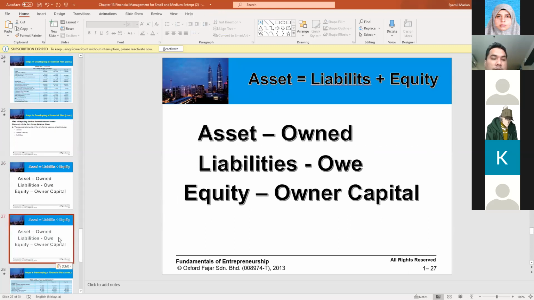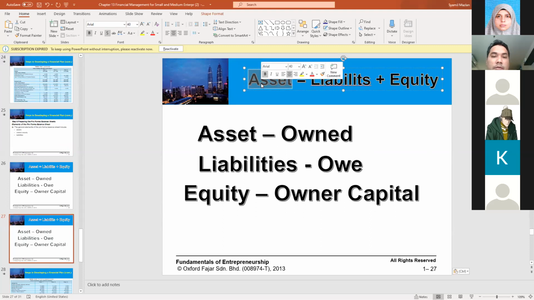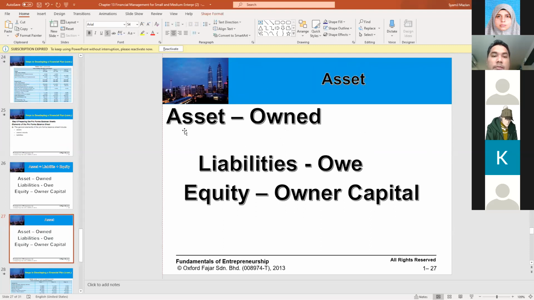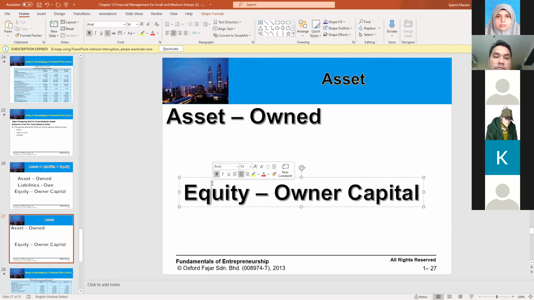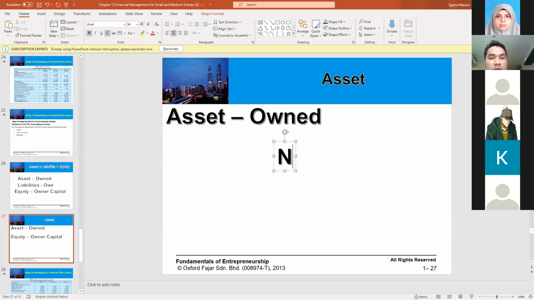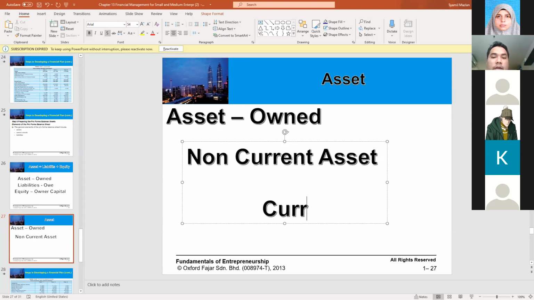I'll give you an example for the asset. Okay. That's something that you own. For example, asset. There is something in assets that we call a non-current asset, and then the current asset. Okay.